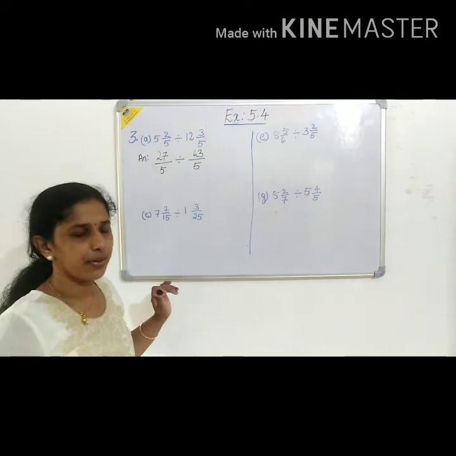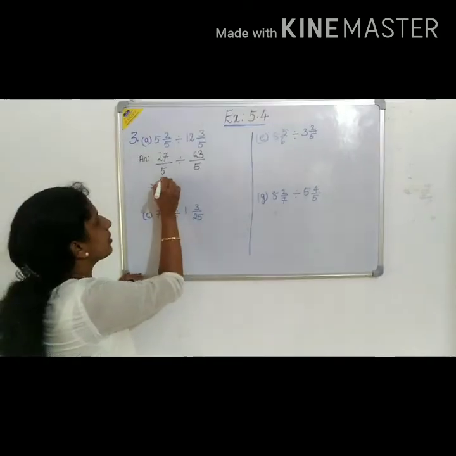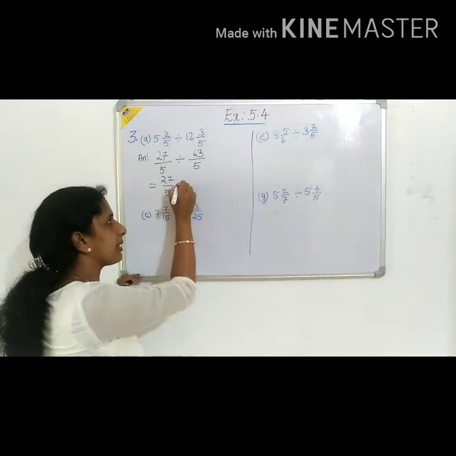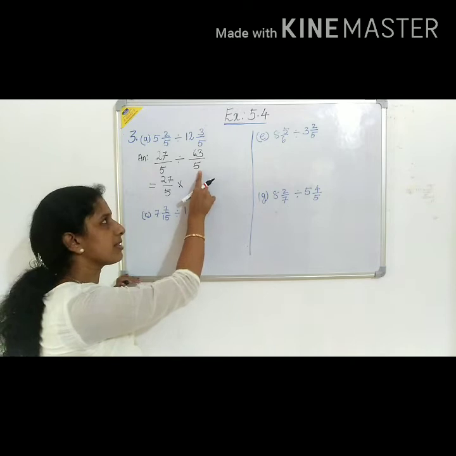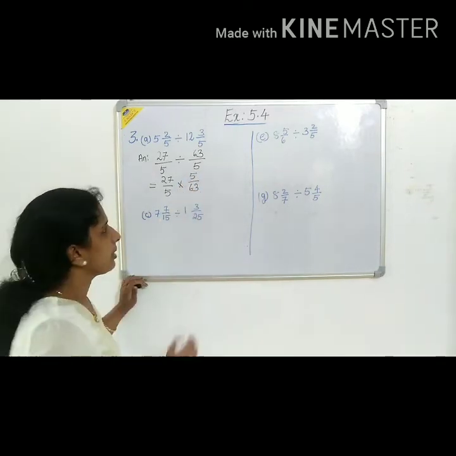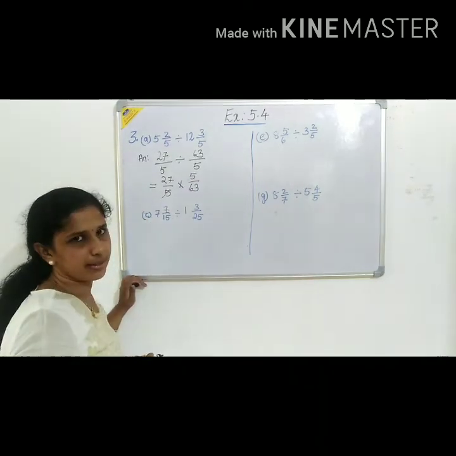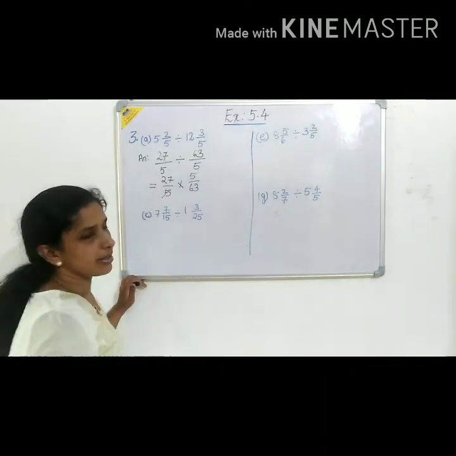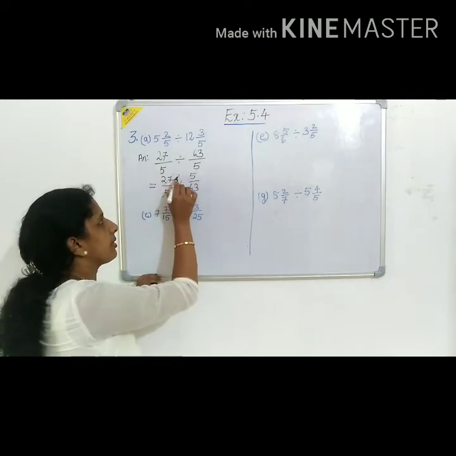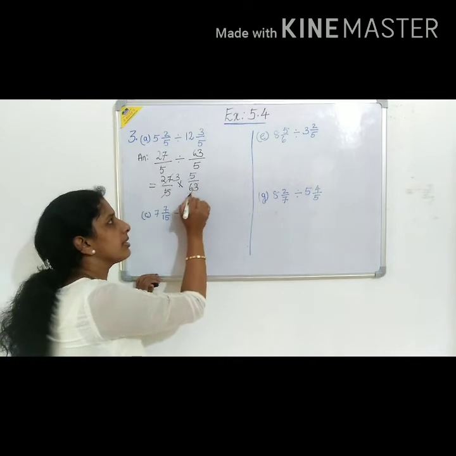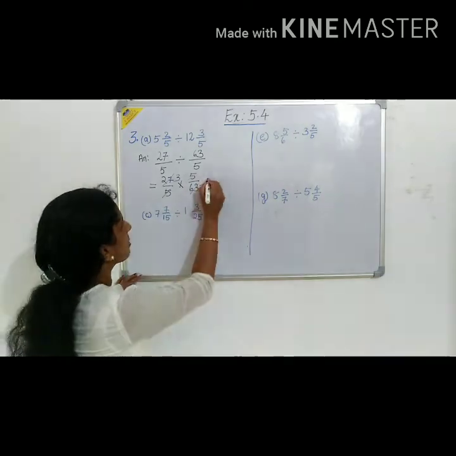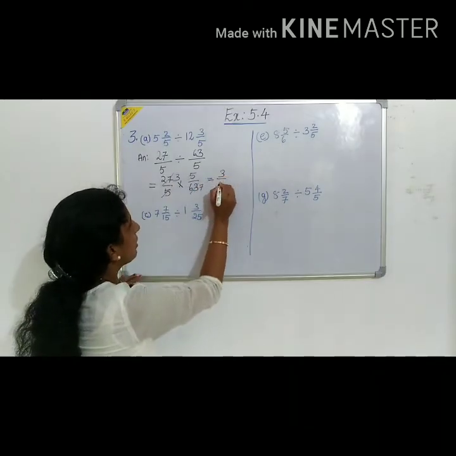Now we can do our division. This is equal to 27 by 5. Instead of division we are doing multiplication and take the reciprocal of this divisor, 5 by 63. Now here 5 and 5 become cancelled. 27 and 63 both are multiples of 9. So 9 3s are 27 and 9 7s are 63 and this is equal to 3 by 7.